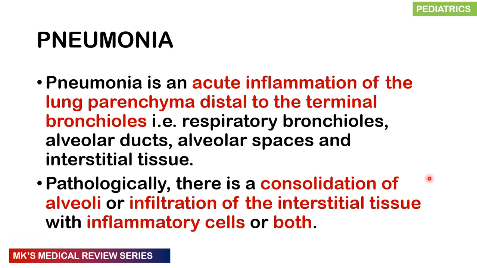So remember, when you talk about pneumonia, this is simply an acute inflammation that's going to be affecting the lung parenchyma, and this is going to be distal to the terminal bronchioles. So in essence, this is going to mean that it's going to be affecting the respiratory bronchioles, alveolar ducts, alveolar spaces, and interstitial tissue. Remember that pathologically, you're going to be having this consolidation, which is infiltration with fluid, exudate, that's going to be affecting the alveoli, or it can sometimes be an infiltration of the interstitial tissues with the inflammatory cells, or sometimes both consolidation as well as infiltration of the interstitial tissues.